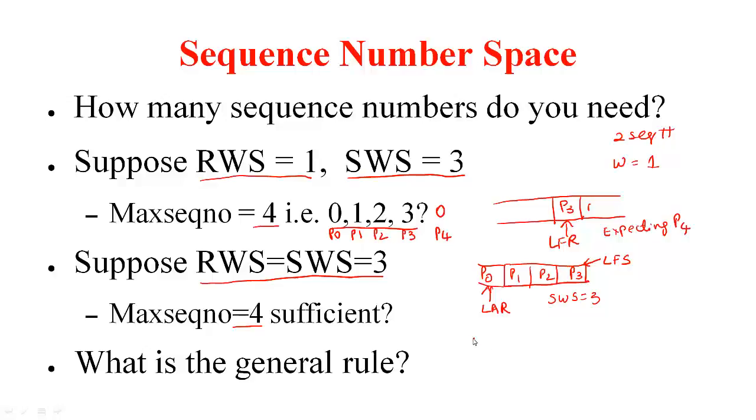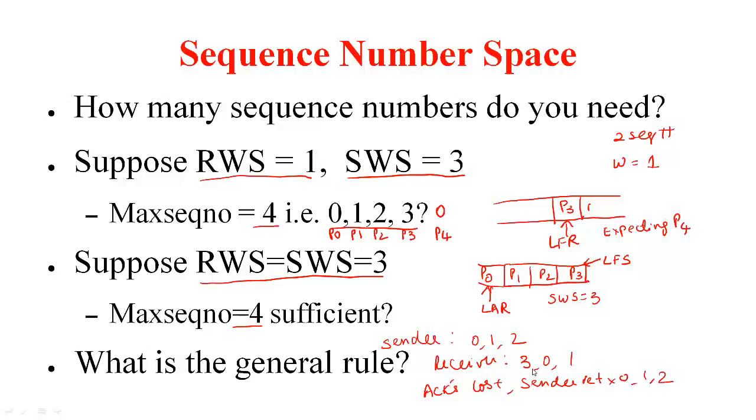Suppose the sender sent 0, 1, 2. So this is what the sender sent, and the receiver received these. So the receiver is now expecting 3, 0 and 1, so it kind of progressed forward. But let's assume that all the ACKs the receiver sent got lost. So the sender is going to retransmit 0, 1 and 2.